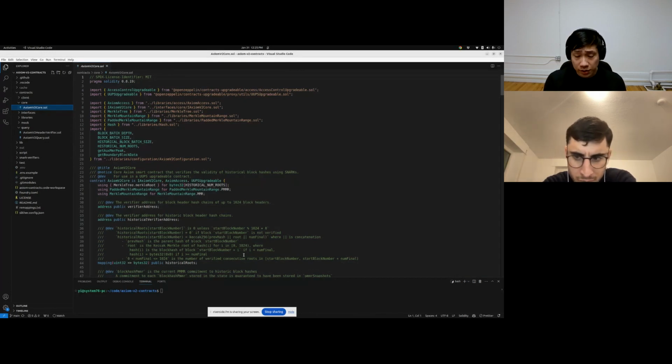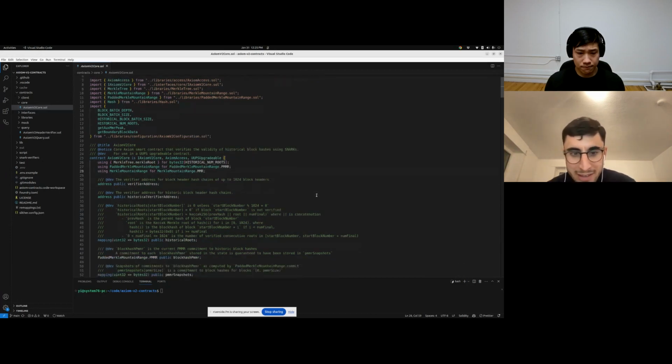Now, you guys probably know that the EVM can only access the last 256 block hashes natively. Yeah. And so what we need to do is to make the rest of the block hashes back to Genesis actually accessible to our contract to verify against. And so the way we're going to do this is using a Merkle mountain range data structure. And we do this in our contract Axiom v2 core. Okay, Merkle mountain range. Okay, you have to explain what that is. Yes.